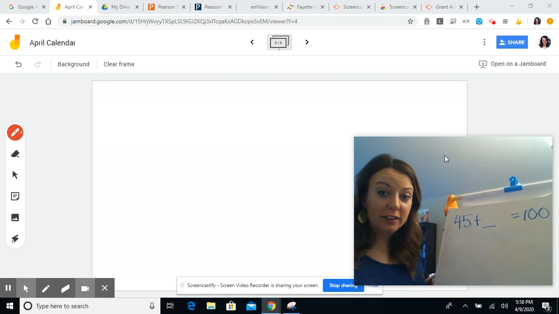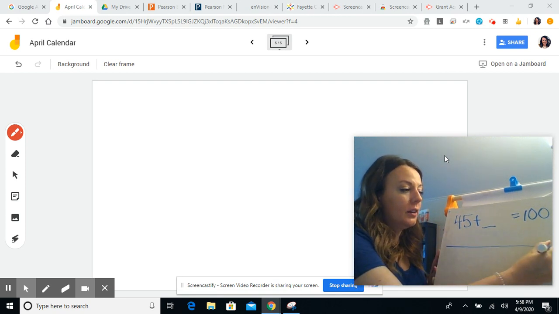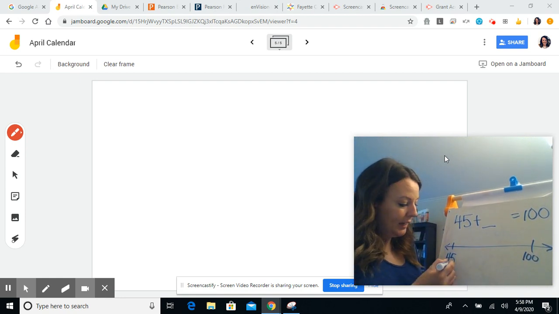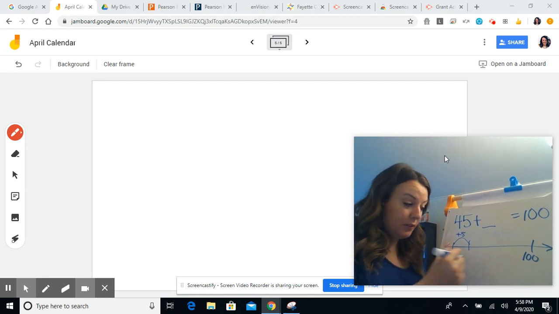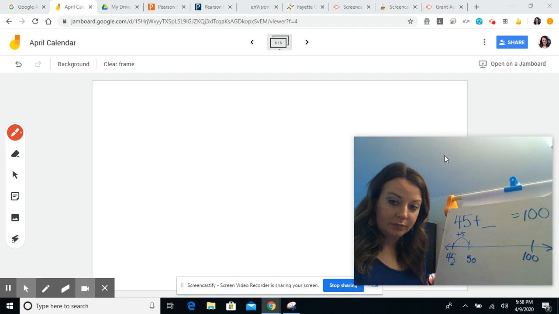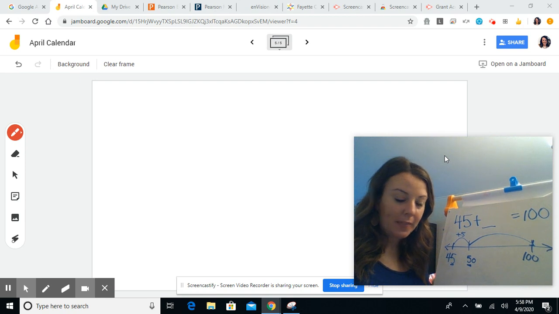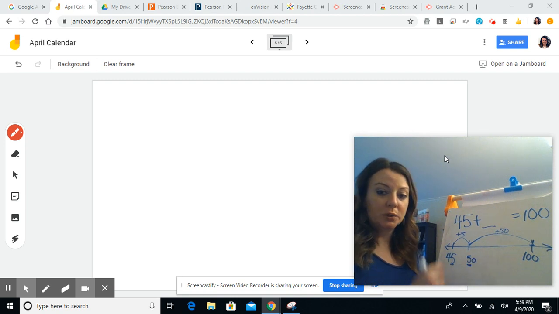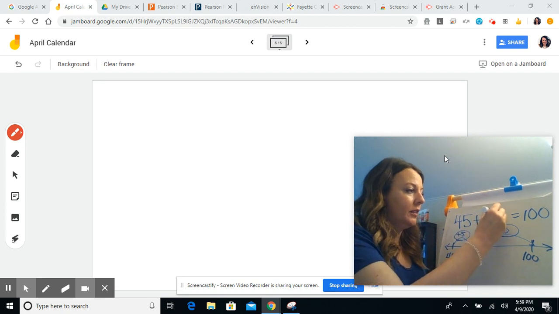Now, you know, I would use our bead string and I would just be thinking, what can I add to this number to equal 100? So I would start at 45, and how many ones am I going to add there to get to my next 10? I'm going to add 5 ones. That gives me 50. Now I know 50 plus what gets me to 100. 50, how many 10s do I have to add? Plus 5 tens equals 100. So I can say 50 plus 5 equals 55.